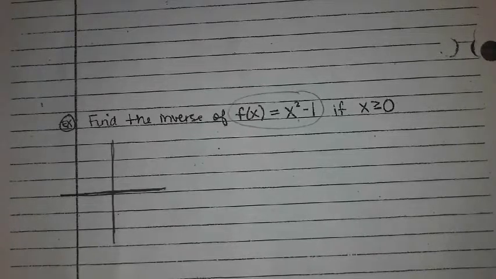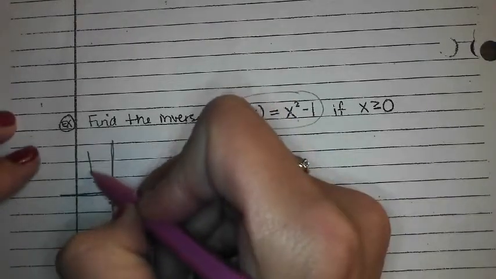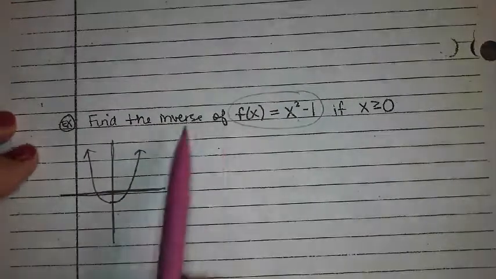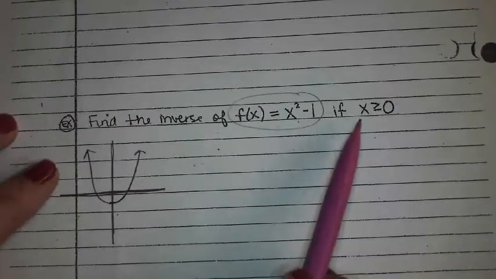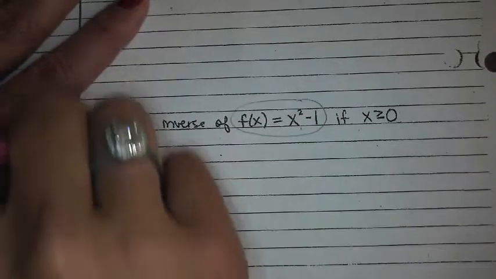What's the -1 do to it? Come on. What did you say, Taylor? Shift down 1. So here's -1. And there is our function. But they only want us to write the inverse if x is greater than or equal to 0. So we really don't want this piece.